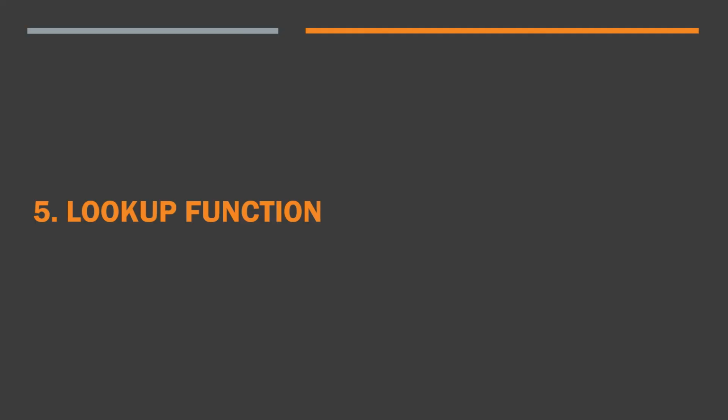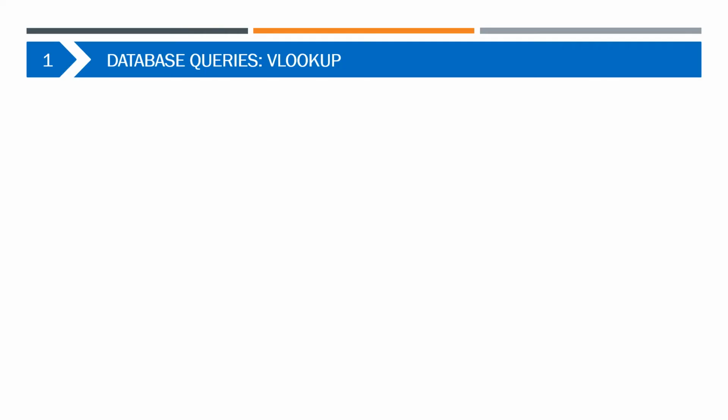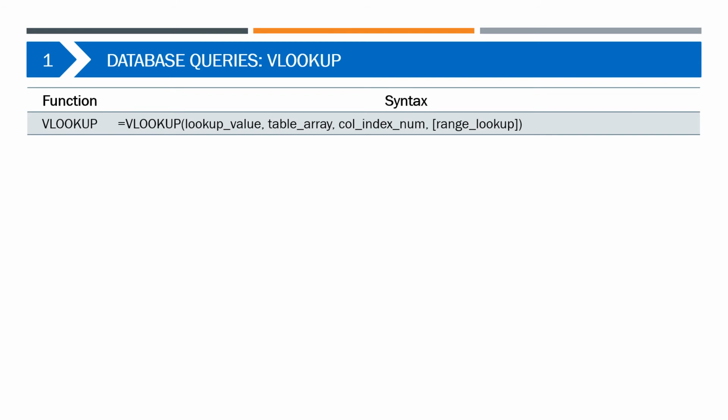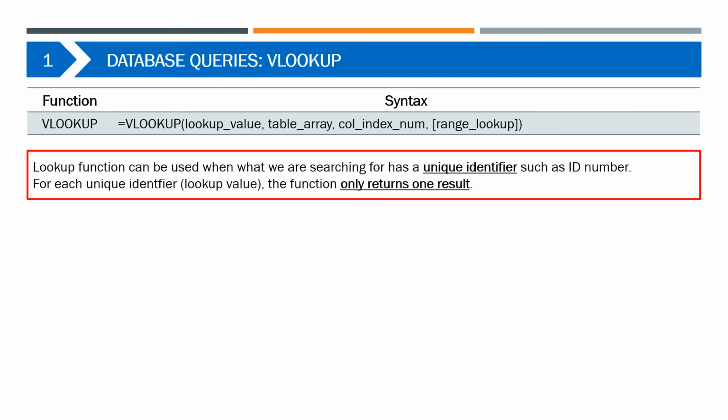Our next discussion is about lookup functions. The first lookup function is VLOOKUP, which stands for vertical lookup. This is the basic syntax of VLOOKUP. The VLOOKUP function makes Microsoft Excel search for a certain value with a unique identifier, such as the ID number of a person or a product, and the function only returns one result.